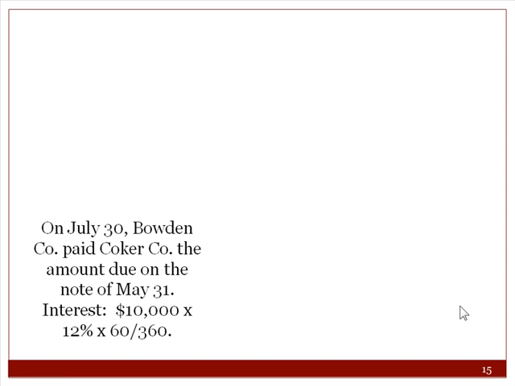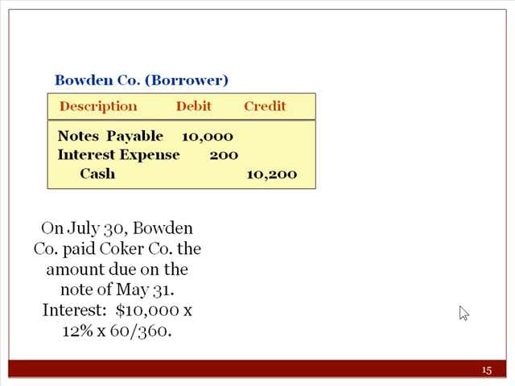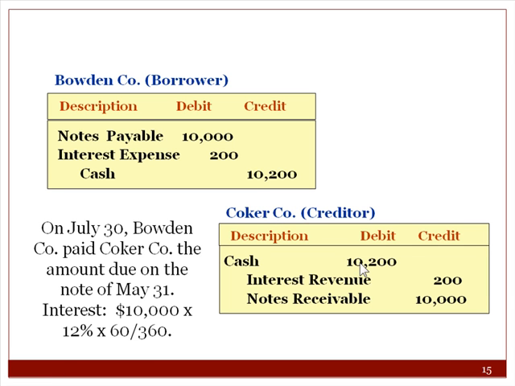On July 30th, Bowden paid Coker the amount due on the note plus the interest. So it's a 60-day note. The note payable comes off the books. There's interest expense on Bowden's books and cash of 10.2. And on Coker's books, he gets the cash. He recognizes interest revenue and notes receivable.